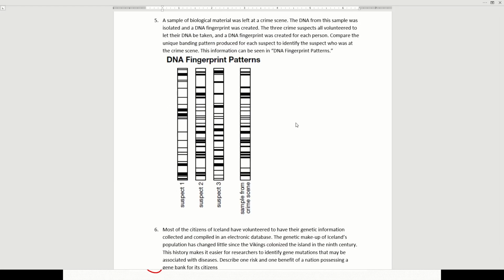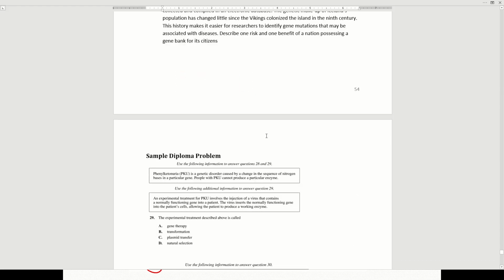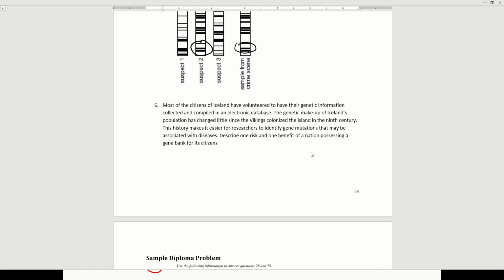With this one, samples from a crime scene. Who did it? Well, just looking right here, it looks like suspect 2 did it. And then 6, most citizens from Iceland have volunteered their genetic information. One risk and benefit with a nation possessing a gene bank.